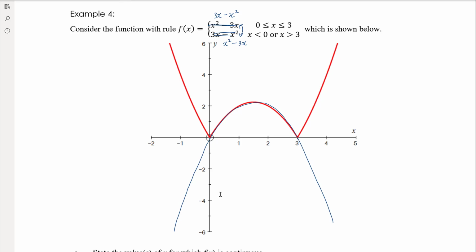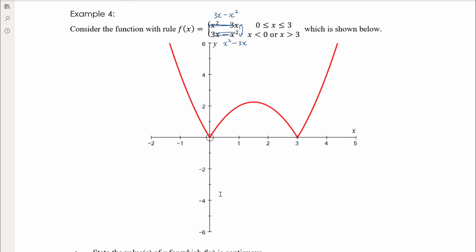Then we are looking at the graph of x squared minus 3x, so a happy parabola with x-intercepts at 0 and 3, so exactly the same graph actually, but reflected in the x-axis. But we only want that when x is less than 0 or when x is bigger than 0. So we only want this bit and this bit, okay? And so that's how we're getting this shape. The graphs are continuous at 0 and 3.